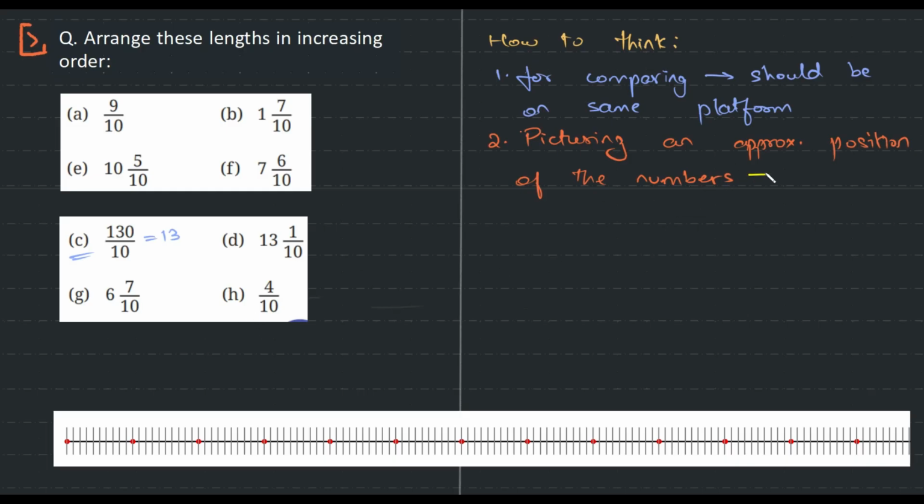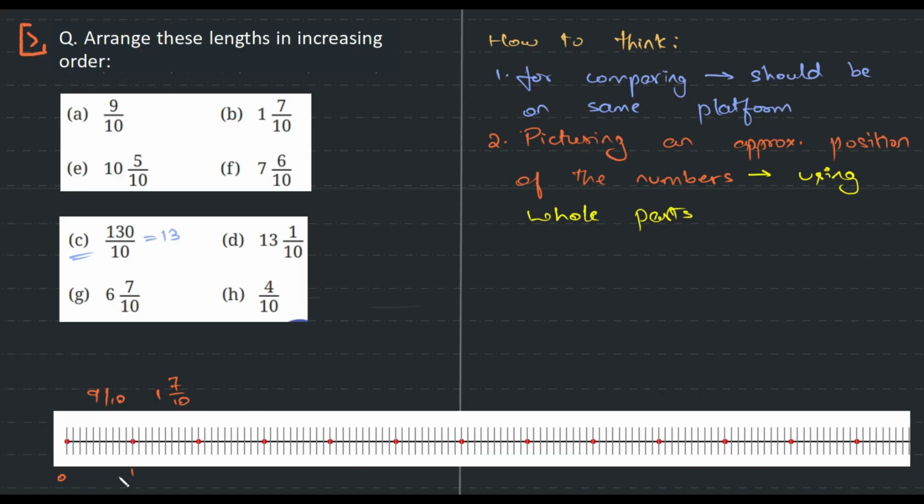How do we do that? Using whole parts. Okay, let me explain it this way. See, here there is no whole part, means it is basically less than 1. So this is less than 1. So this comes over here. 1, 7 by 10. So this has to be past 1. Right? If this is 0 and this is 1, this is clearly past 1. So 1, 7 by 10.